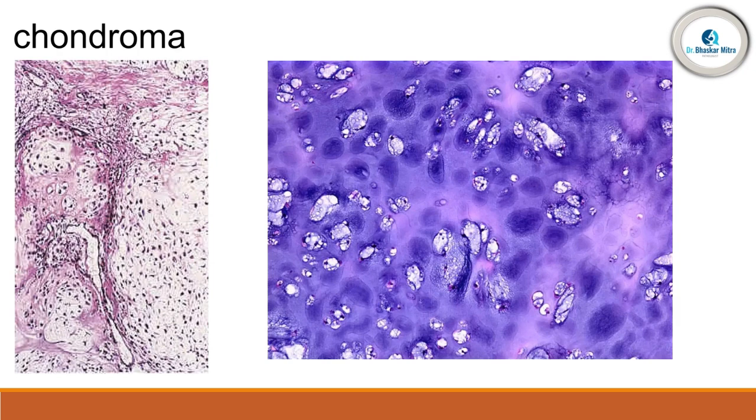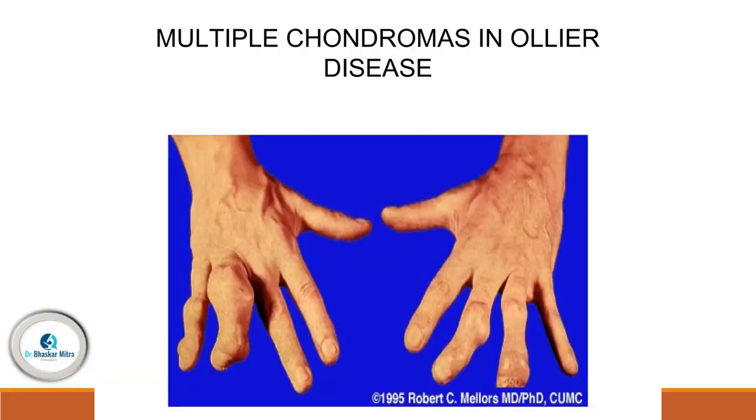Again the chondroma, this is the cartilaginous area we can see, but look at the cells, cells are very small, pyknotic nucleus, no cellular atypia, no mitosis, but cellularity is there. This is the hyaline cartilage. In the histology, this is the classical picture of enchondroma, or what we say chondroma. This is the multiple chondromas in the case of Ollier syndrome or Ollier disease.